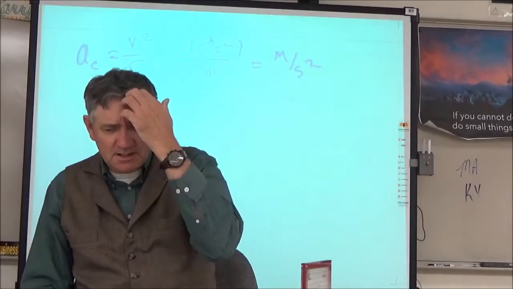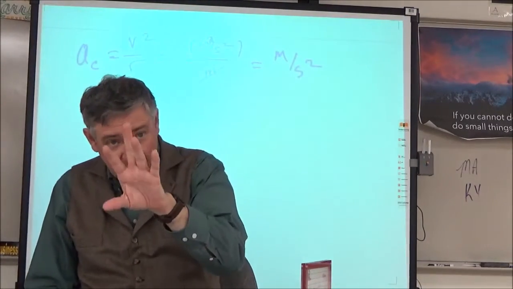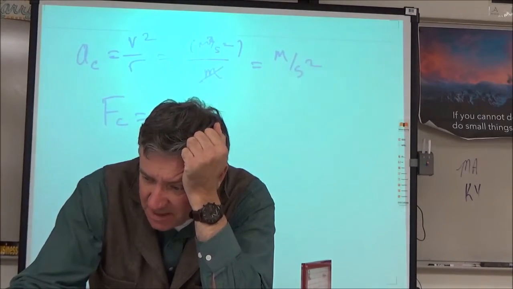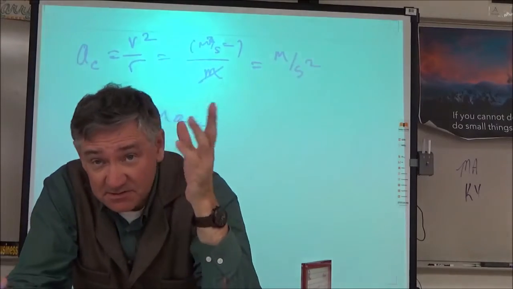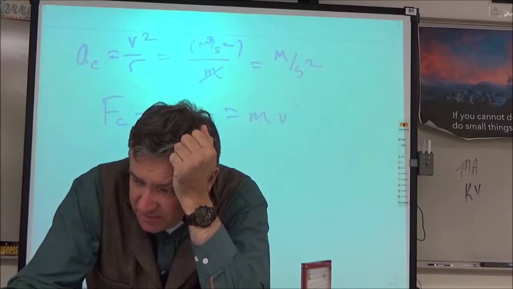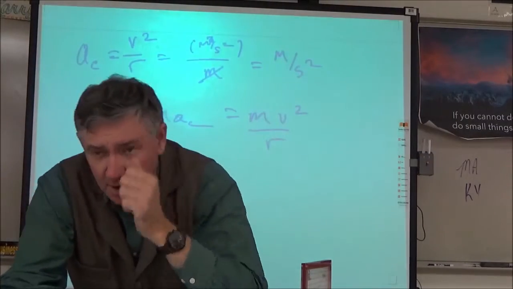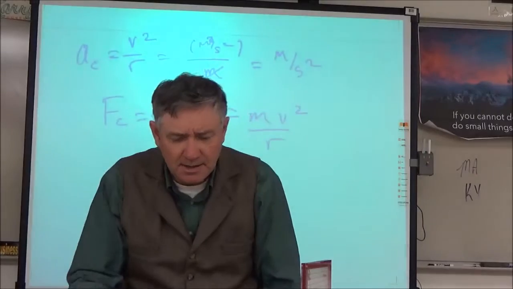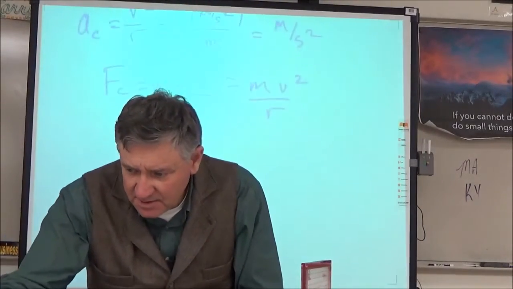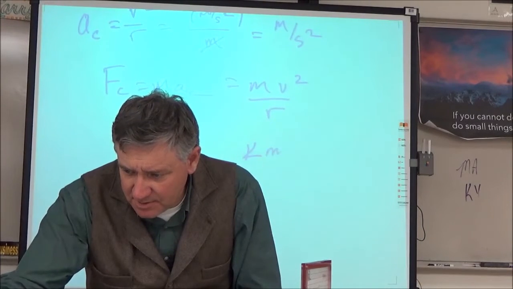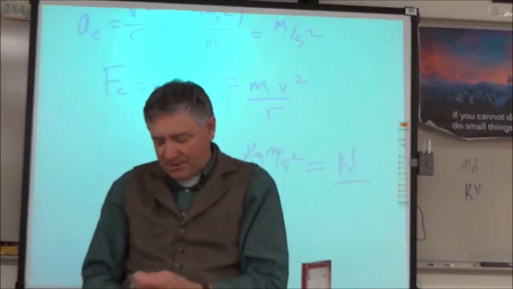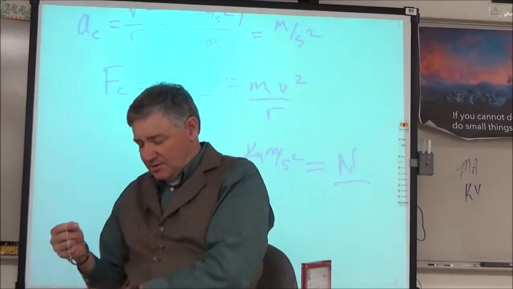Okay? So that's the basic idea. So then centripetal force is mass times centripetal acceleration. So it's just F equals ma. So you can rewrite this as mv squared over r. Oh, okay, that's cool. And oddly enough, if you look at the units, you're going to get kilograms meters per second squared, otherwise known as newtons.